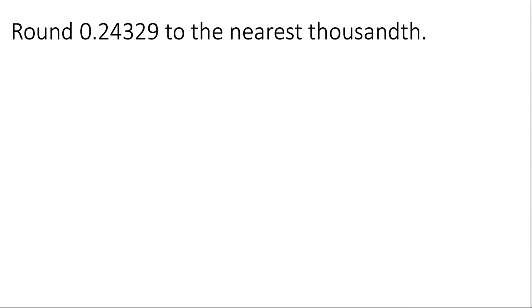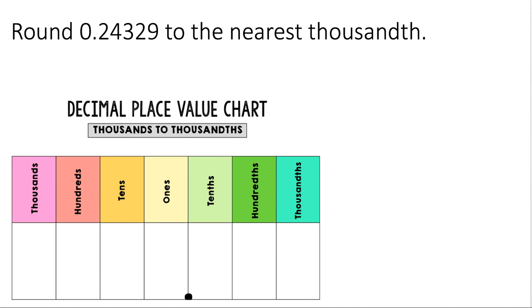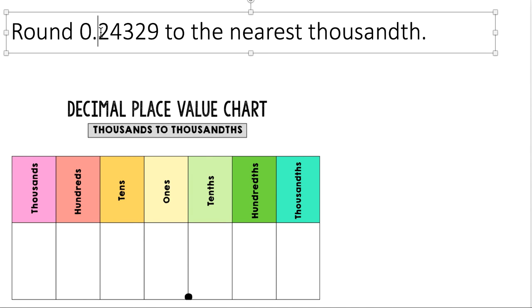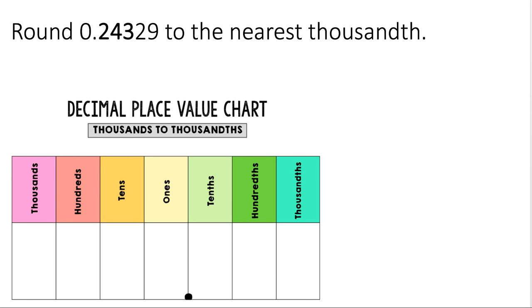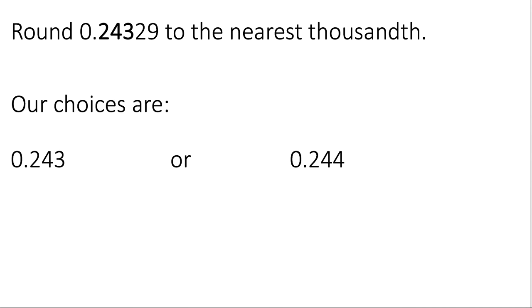Example number 3. Round to the nearest thousandth. Again, you got to locate the thousandths place. That's the third digit to the right of the decimal point. So 243. Right off the bat, I know my choices are 243 or 244. That's it. No digits after that. When we round to the thousandths place, our answer ends in the thousandths place.